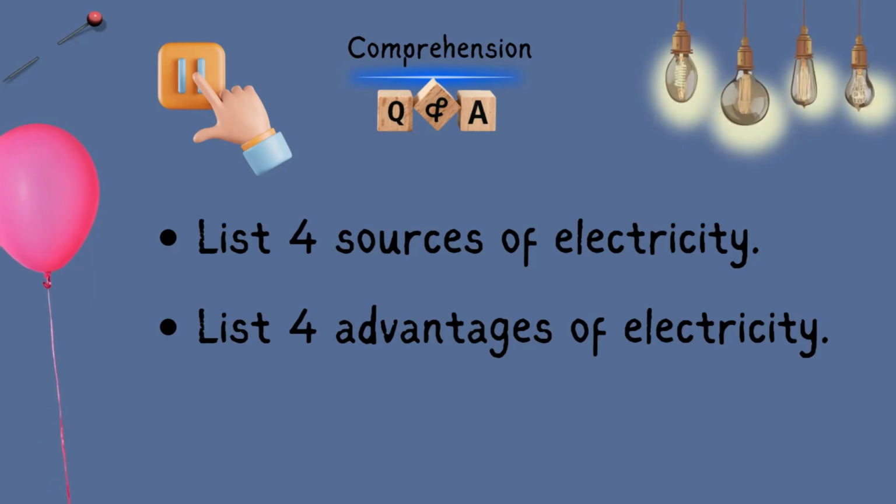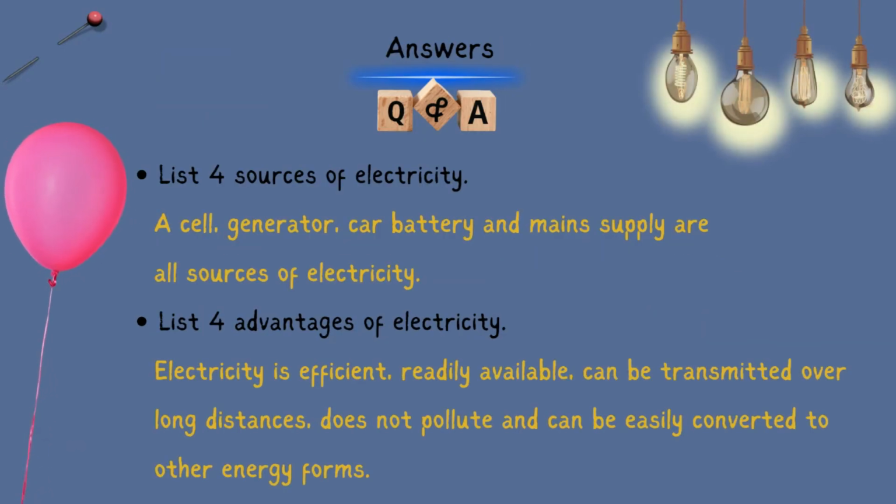Comprehension. List 4 sources of electricity and list 4 advantages of electricity. You may pause the video to answer these questions. 4 sources of electricity are a cell, a generator, a car battery, and mains supply. 4 advantages of electricity. Electricity is efficient, it's readily available, it can be transmitted over long distances, it does not pollute, and can be easily converted to other energy forms.